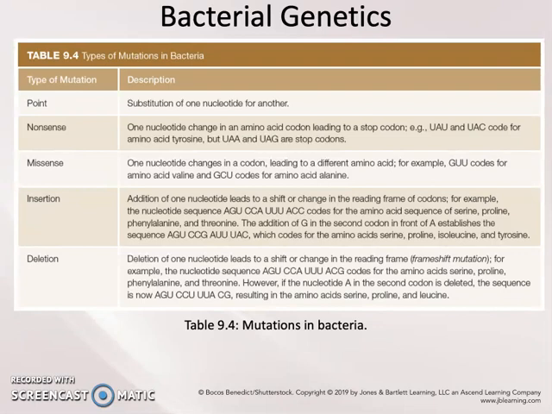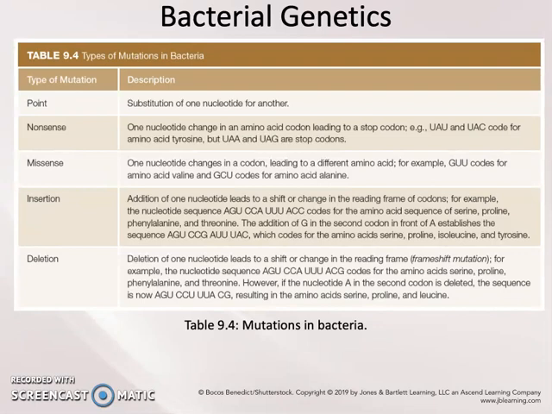There's also insertion and deletion mutations, and in this case, you're not changing one nucleotide for another, but instead you're adding or removing a single nucleotide. Remember that the ribosome moves down the mRNA molecule one codon at a time, or exactly 3 nucleotides at a time. So if you add or remove a single nucleotide, you're changing the codon there, as well as all of the codons down the line.